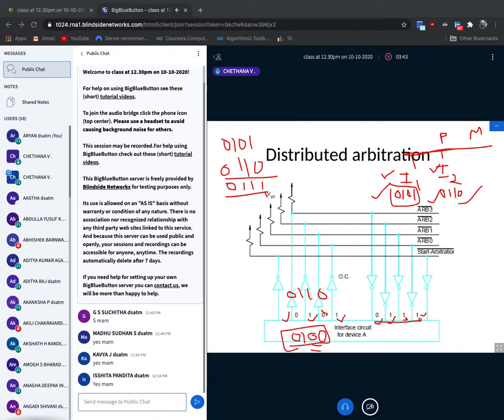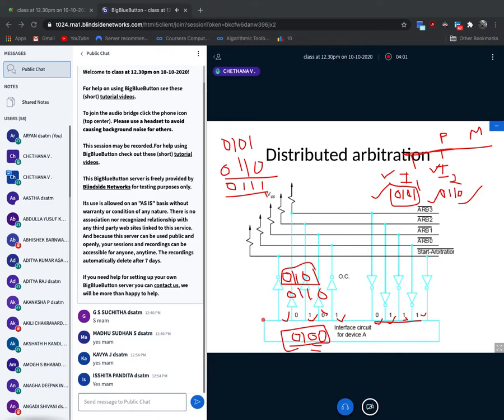Then take 0 with 1. So 0 with 1 means what? It is a discrepancy. When a discrepancy comes, what should I do? I should write it as 0 only. So what answer do I get for this? 0110. See, I got the result. This result is the same as your unique ID.